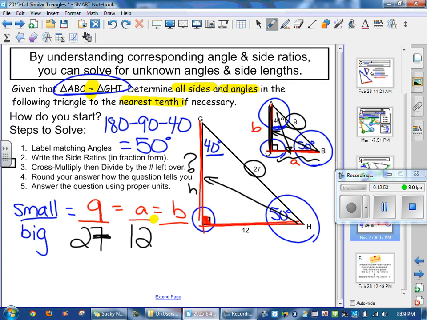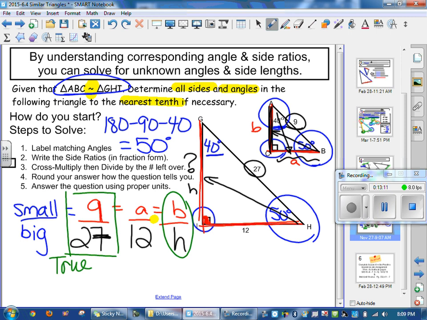Now, we know that we can't solve for values when we've got two unknown numbers. So how can we actually solve these triangles? Well, we take what's called our true ratio. This is called our true ratio because we have a number on top and bottom.